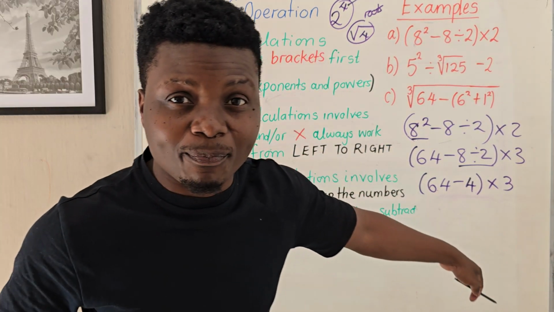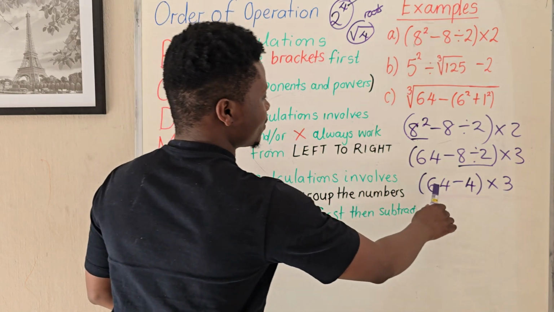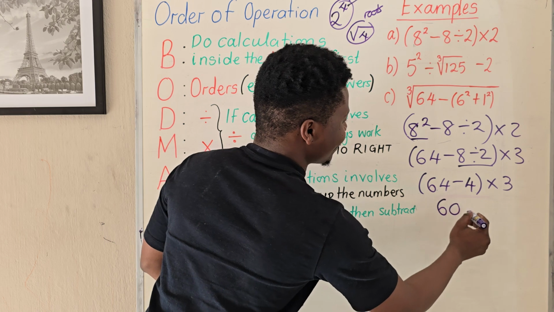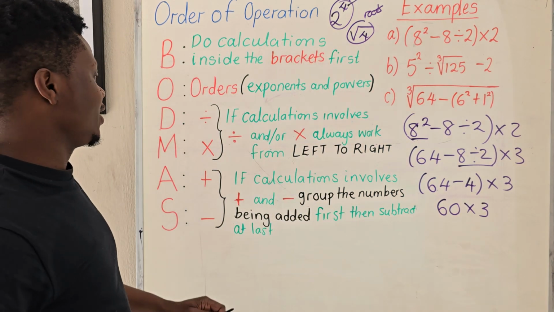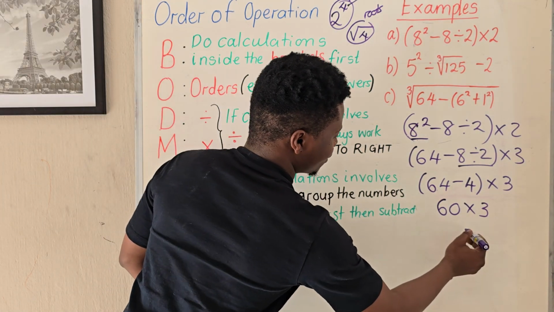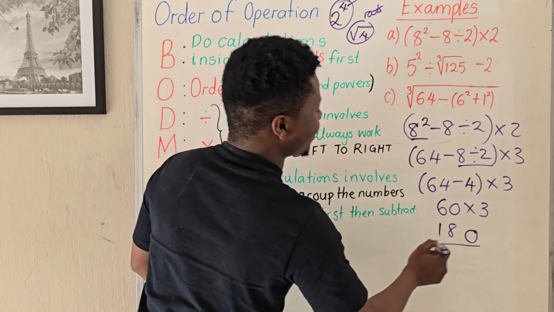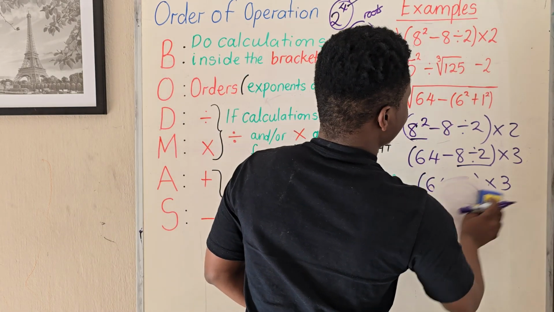Then I still have brackets. I have to simplify what's inside the bracket, and we know 64 minus 4, that's 60, and outside our bracket we have times 3. And finally we can do our multiplication, which is 3 times 0, that's 0, 3 times 6, that's 18. So our final answer is 180. Let's move on to the second one.